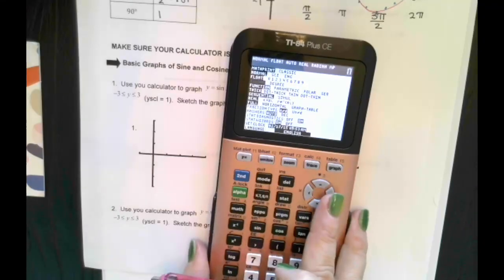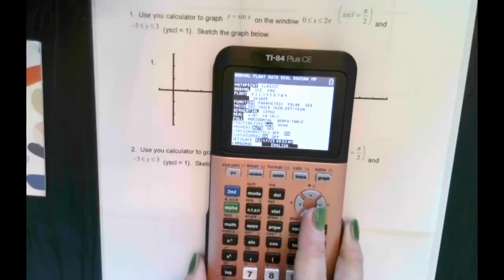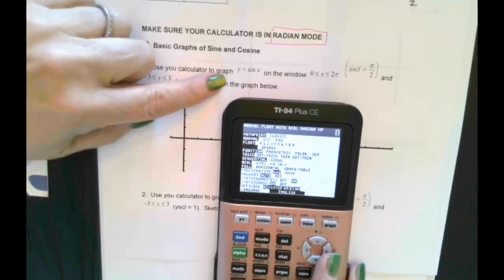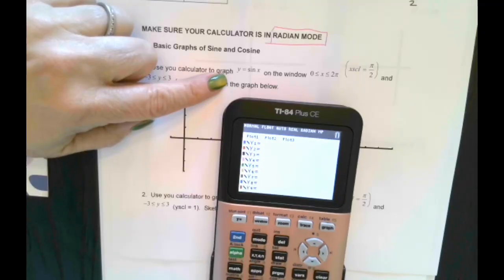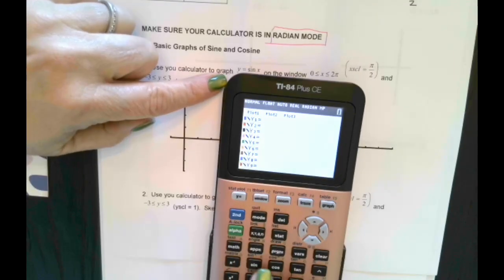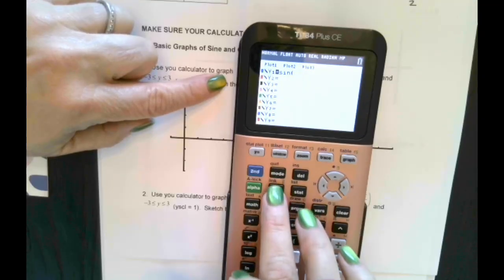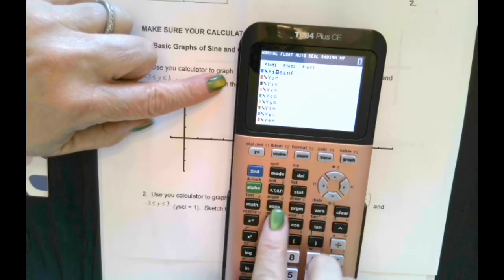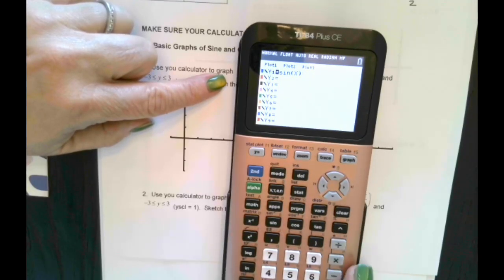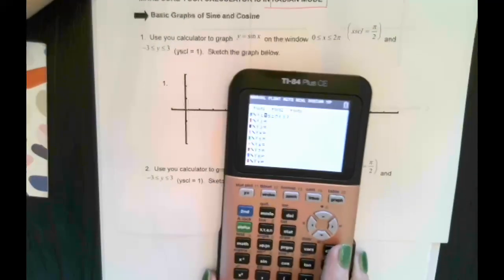Okay, now the next thing that we want to do is graph y equals sine x. So we're going to go into y equals, and you're going to hit sine. Now, when you hit the x button, you're hitting this x that's right here. So we're going to do sine x. Okay, and then it gives us a window.